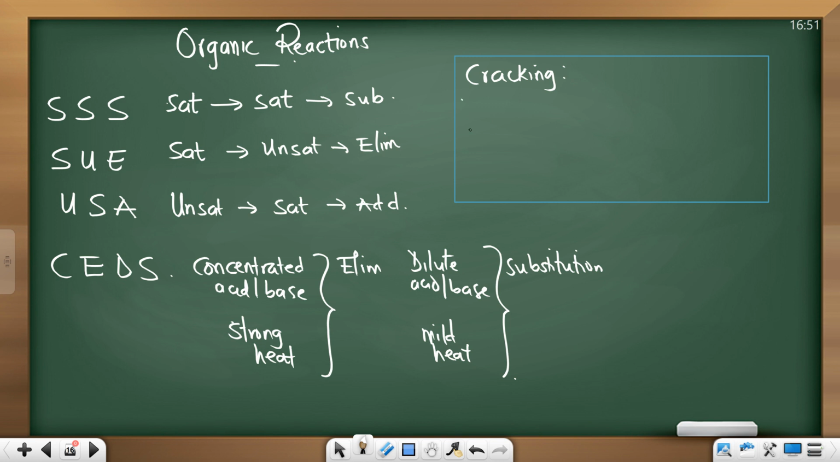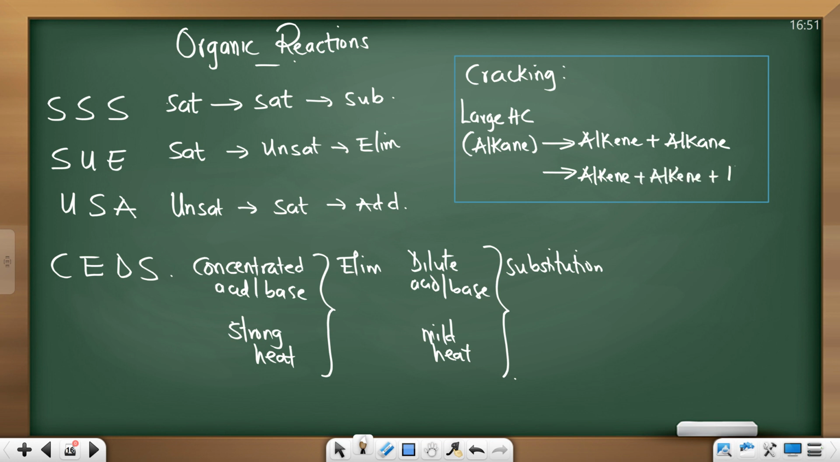But when you do a cracking, so we're going to have a large hydrocarbon. In most cases, it's an alkane. You are going to get, there are two options. You are going to get an alkene plus a small alkane, or you get an alkene plus an alkene plus hydrogen. These are the two options that you have.